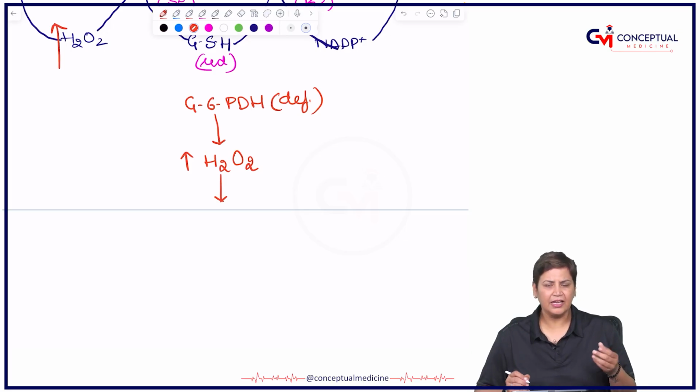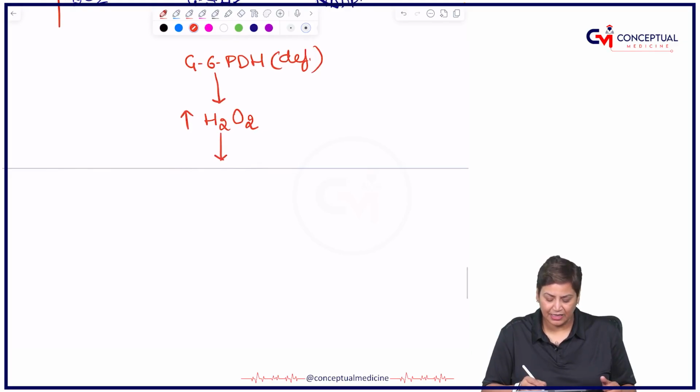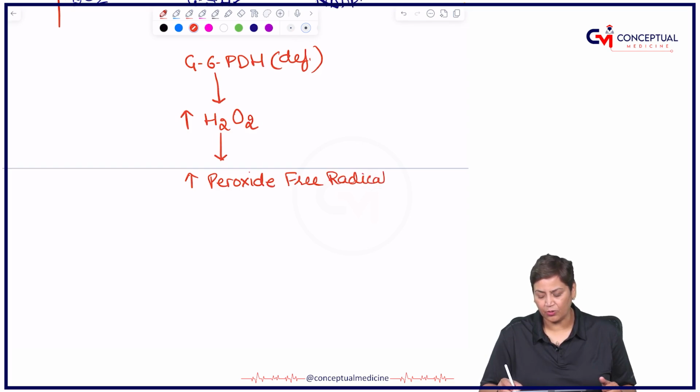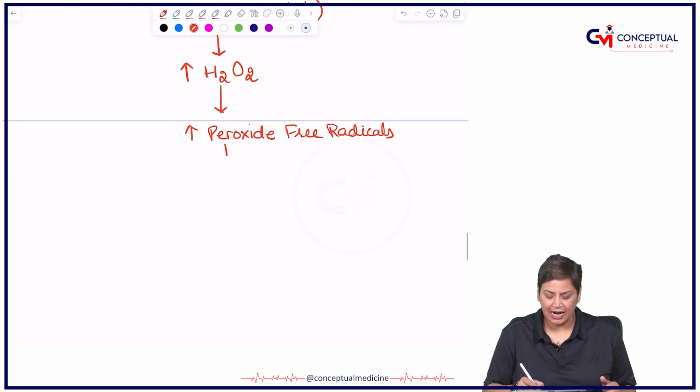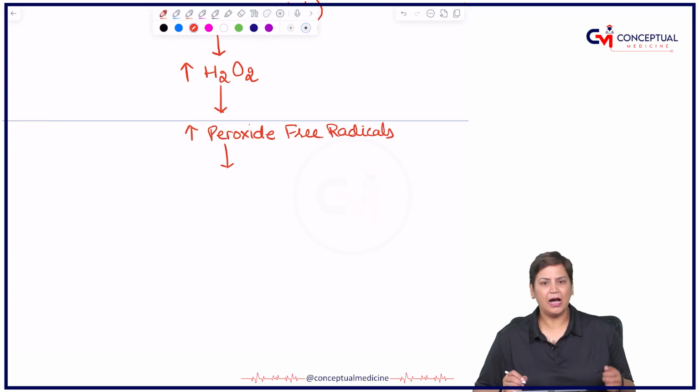Whenever a chain is started, it's like a trigger. When you start a chain, it will multiply at a faster rate. And the antioxidant which is there to terminate it is also absent, because it is not working. Why is it not working? Because NADPH is absent. So H2O2 will increase the production of peroxide free radicals. There will be a fight now, and these free radicals will start damaging the cell membrane. If the RBC membrane is damaged, it leads to hemolysis, splitting.